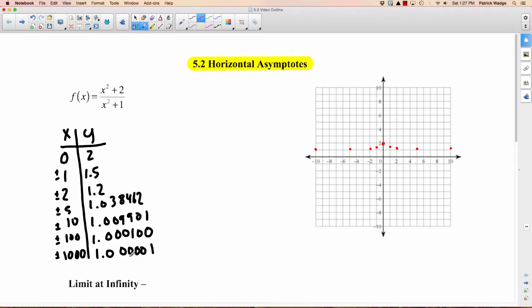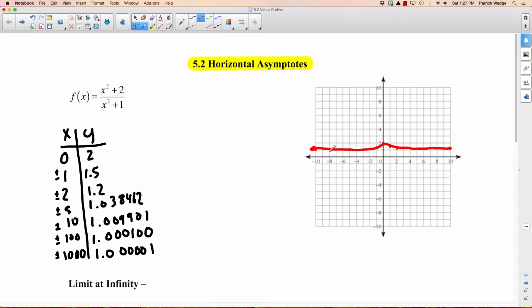How close can we get to 1? As close as you want to get. Will you ever get to 1? No, you're never going to get there. So this is where we get this horizontal asymptote. The graph looks like this. It's very hard for me to draw, but it's going closer and closer and closer to 1, but never actually getting there. And the same over in this direction.